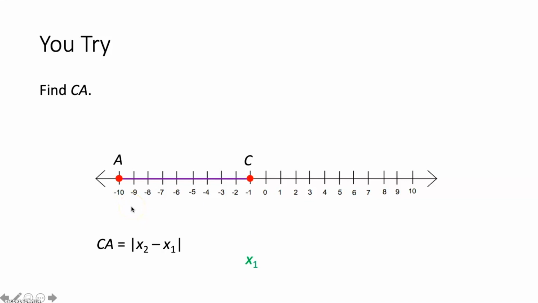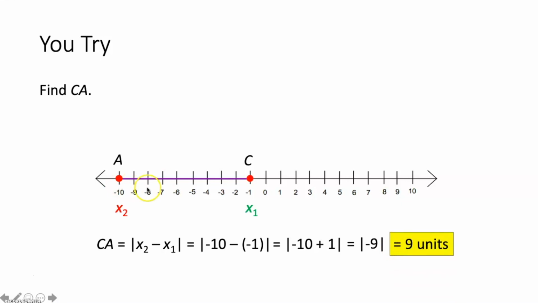So we're going to make our C at -1, x1, and our A at -10, x2. So we go ahead and plug in -10 for our x sub 2 and -1 for our x sub 1. So we have the absolute value of -10 minus -1. What's -10 minus -1? The same thing as -10 plus +1. So the absolute value of -10 plus 1, which is -9. And the absolute value of -9 turns that positive. So we end up getting +9 units between points C and A.